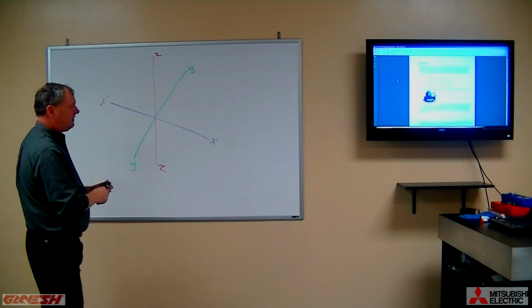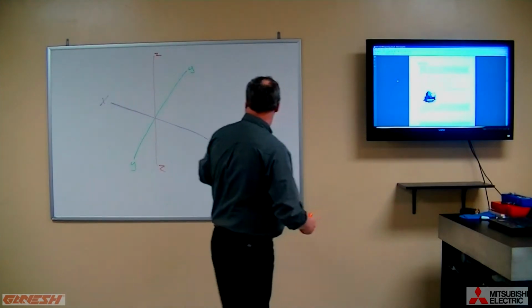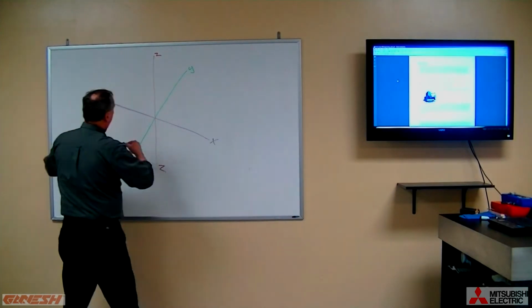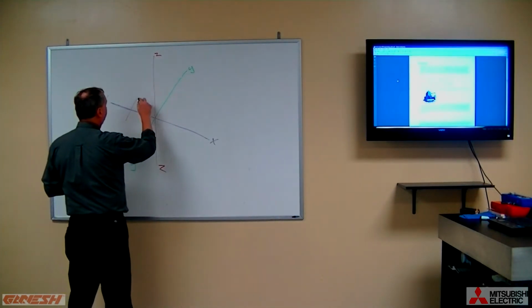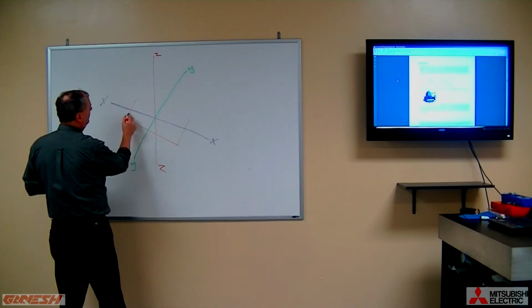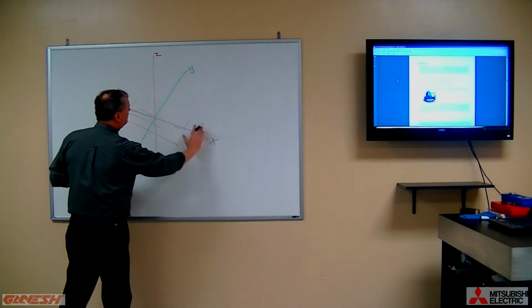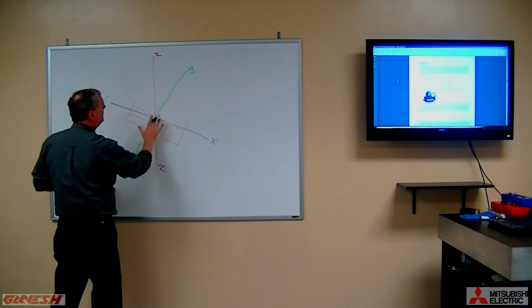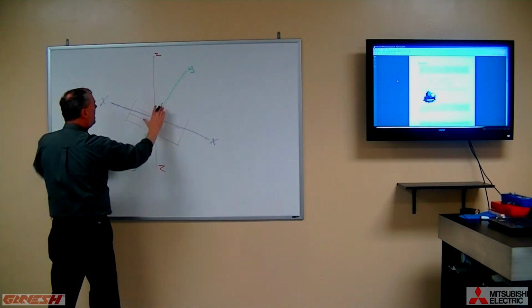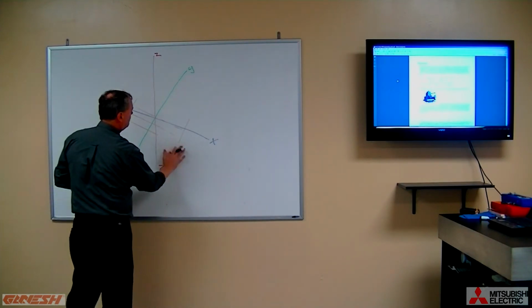So if you can picture now these axes, and we have some sort of table, which in our case you saw on the machine, the table had the slots for the vise. Table moves this way along the x-axis, moves that way along the y, and then the head of the machine moves up and down in the z.